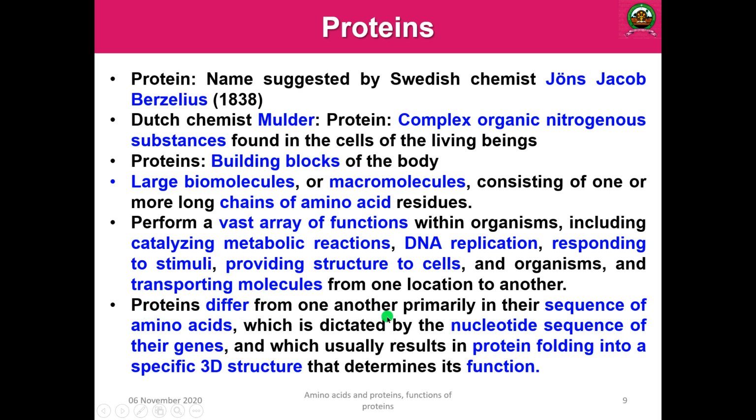The proteins differ from one another primarily in the sequence of amino acids, mainly in the side chain, which is determined by the nucleotide sequence of their genes, and which usually results in the protein folding into a specific 3D structure that determines the function. The protein performs the function, and the function requires a characteristic three-dimensional structure. That 3D structure will be produced during a particular event called protein folding, that we will discuss in one of the topics in this unit.